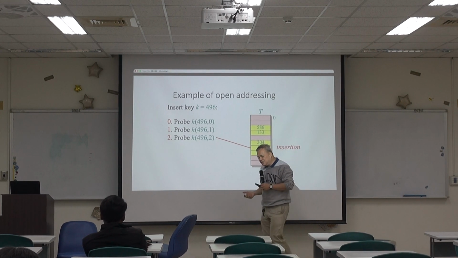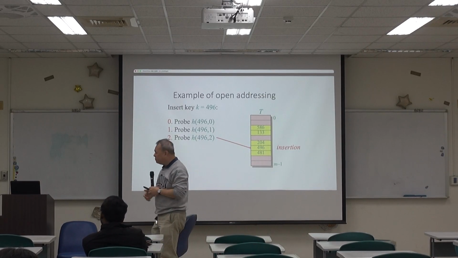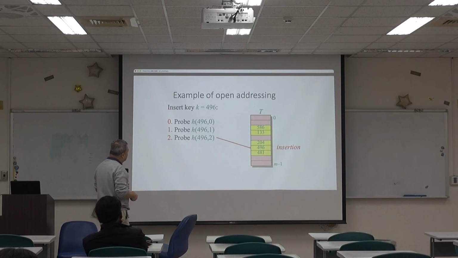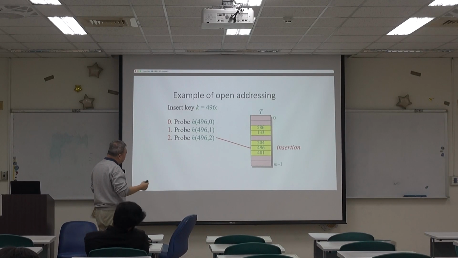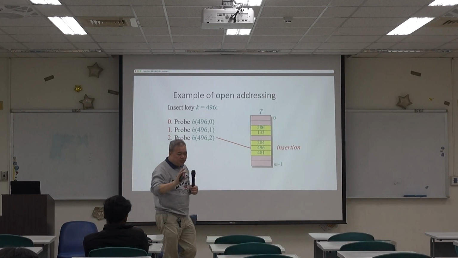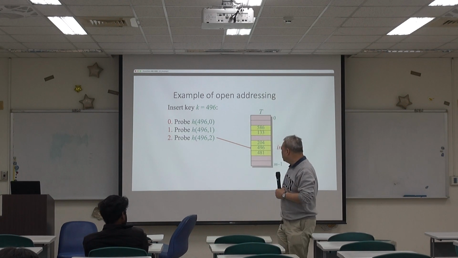So we can insert the new record here. Basically, we just take turns incrementing the probe number in the hash function. If there's a collision, we keep looking for a place to put this new record. So with this example, let's consider if you want to do deletion.